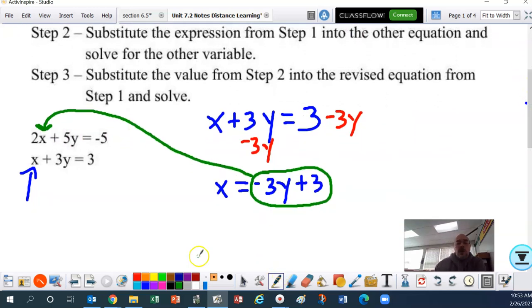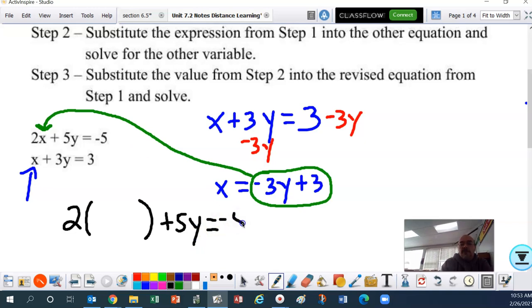Let's go ahead and rewrite that now. So what I have is 2, I'm going to replace the x with the negative 3y plus 3. But first I'm going to write the rest of that out. So I'm going to throw that x out the window, and put the negative 3y plus 3 in that spot.